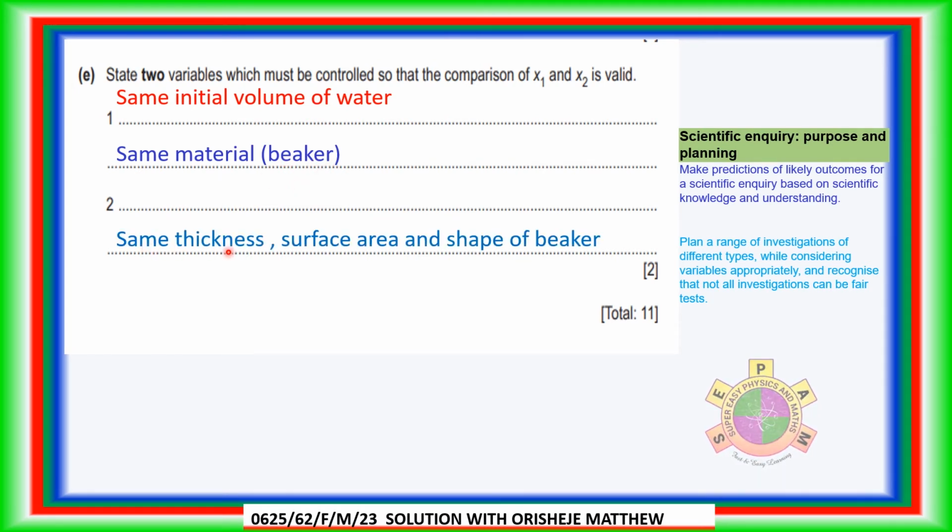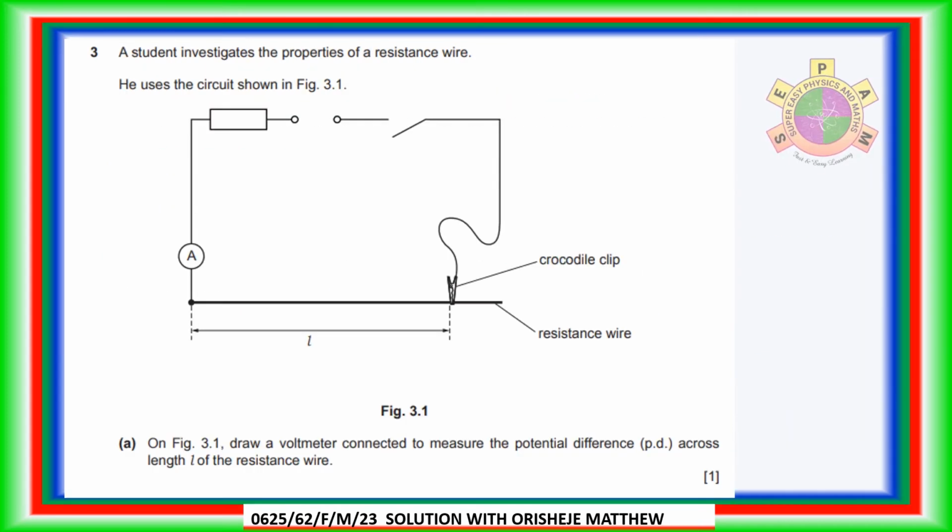Then you must use the same thickness. Then you must use the same surface area and shape of beaker. That's why the beaker must be the same. If you are comparing, then the same initial room temperature must be used in the experiment, if you must compare the cooling rate for experiment A.